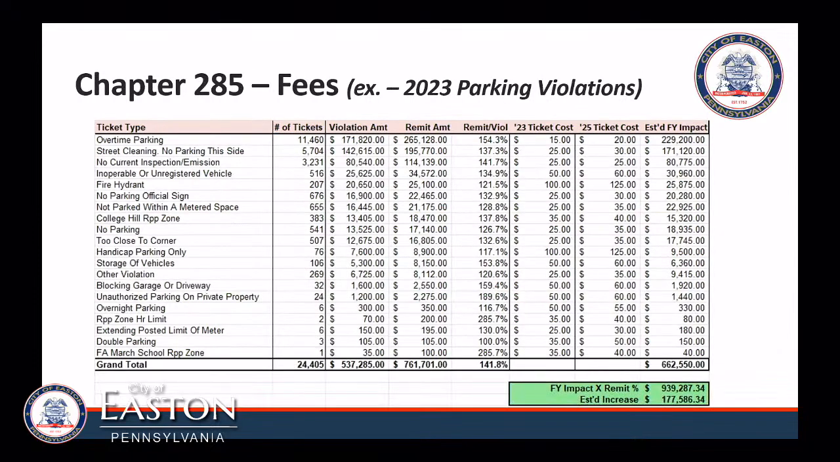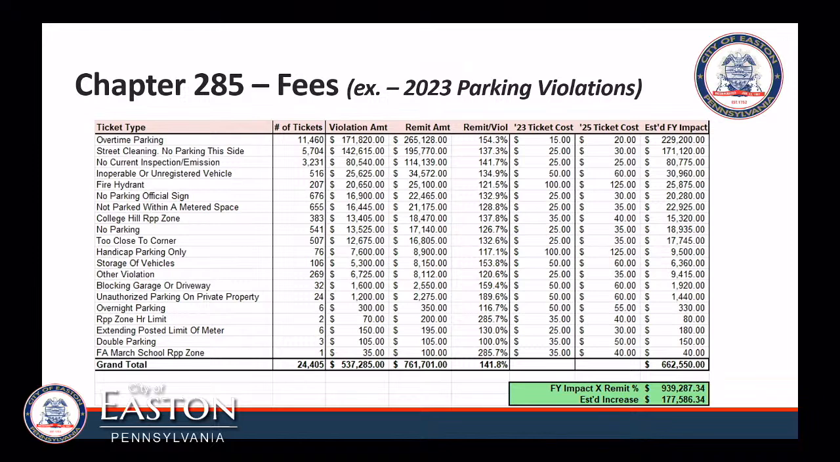Okay. Another portion of the budget that I wanted to highlight was Chapter 285 of the ordinance, and that is our fee structure. We selected a few of the larger buckets of fees. For this example, we're looking at the parking violations and proposed changes to the ticket costs. Based on the last completed year, 2023, I'm showing the number of tickets issued for each type of violation, what the violation amount would have been, and then the remitted amount. Unfortunately, folks weren't paying on time, so they were incurring more fees that then came to the city.